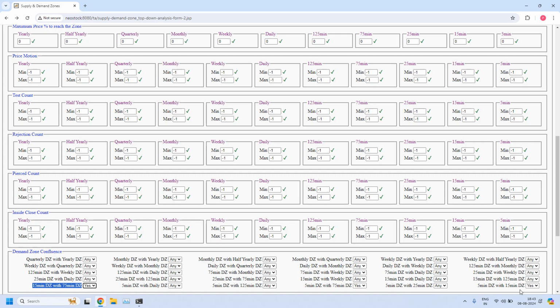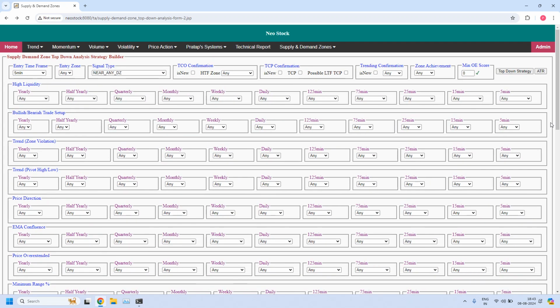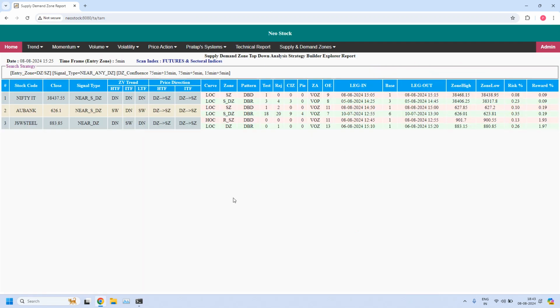So we have enabled all the 3 filters. Let us see. Now these 3 stocks are having a LTF, ITF and HTF confluence, all the 3 together. So that is what we mentioned here, demand zone confluence. So these 3 stocks. But in this AU Bank is already a pierced demand zone.